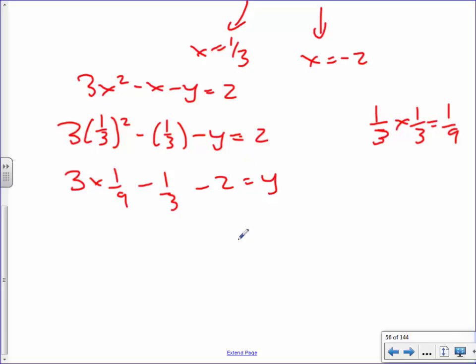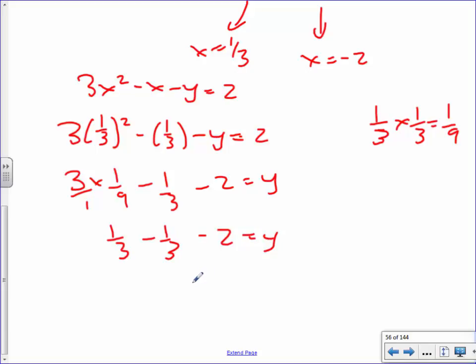Okay, common denominators time. 3 times 1 over 9 is 3 over 9, right? Because this is like 3 over 1 times 1 over 9. So it's 3 over 9. But 3 over 9 reduces back to 1/3. That makes sense? y equals minus 2. So really this is 1/3 minus 1/3 minus 2 equals y?